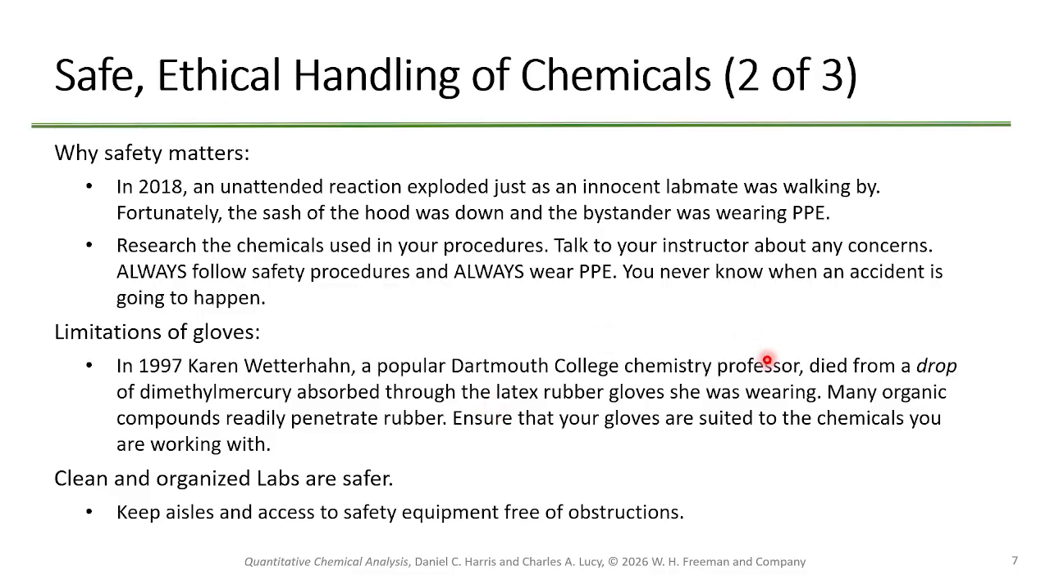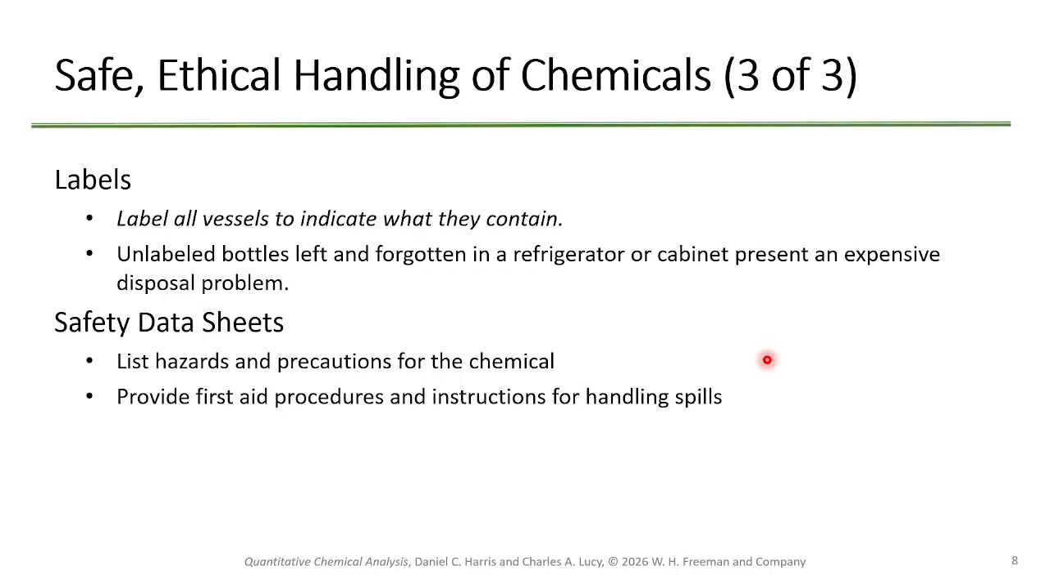Now, clean, uncluttered labs are very important for having a lab that is less prone to mistakes. If you don't have things all over the place, it's less likely you're going to cause issues and mistakes. All right. How about labels and safety data sheets? Anybody know where the safety data sheets are?